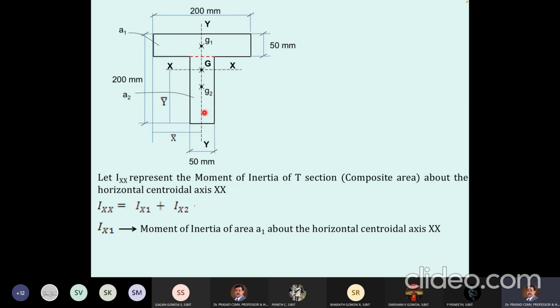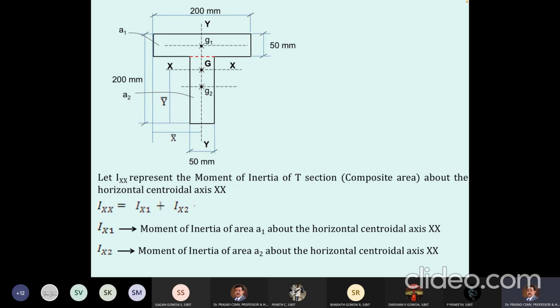If I get this distance, I can calculate the moment of inertia by applying it. Similarly, for the second area also, I will write Ix2, which is the moment of inertia of the area A2 about the horizontal central axis. So the central axis of the entire area passing through G is the XX axis. But the center of the area A2 is G2. So if I want to calculate the moment of inertia of this rectangle, I should once again apply the parallel axis theorem.